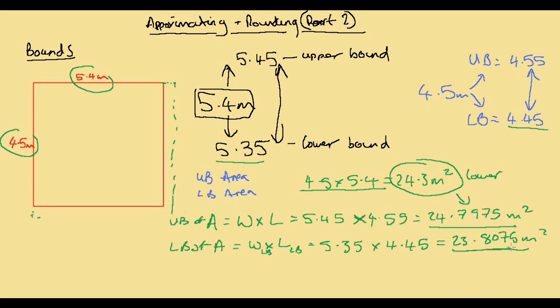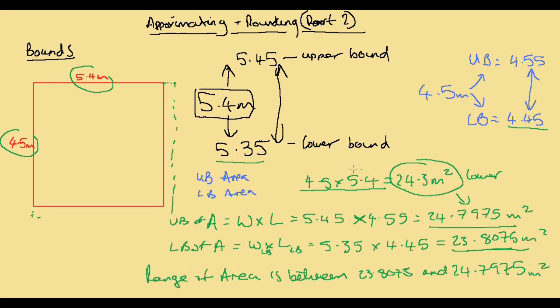So that's what we call the lower bound of the area. So the upper bound is that, the lower bound is just 23.8075. So we can say that the range of the area is between the lowest possible value, which is 23.8075, and the highest possible value, which is 24.7975. And of course these are meters squared. So if we were to go back to our standard area calculation, 5.4 times 4.5, and remember that's what gave us this 24.3. Does 24.3 exist between these two values? Well, it looks like it does, which makes sense because it should be somewhere in the middle. Okay, so that's bounds and using bounds to calculate areas.